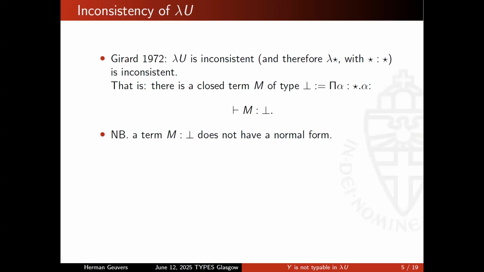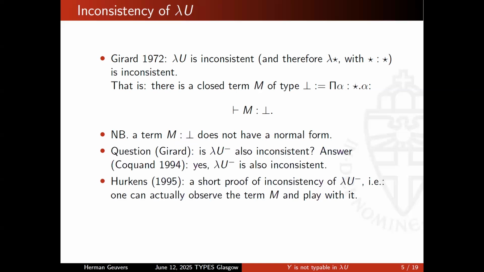So after that, not soon after that, Per Martin-Löf came with his proposal to have a system with type colon type. And Girard immediately, by return mail, told him that's not going to work, because if lambda U is inconsistent, then this one is also inconsistent for trivial reasons. So what do we mean by that? Well, we mean that there's a term of type bottom, which means that there are terms of all types. And you can easily see that a term of type bottom does not have a normal form. That's purely some syntactic inspection.